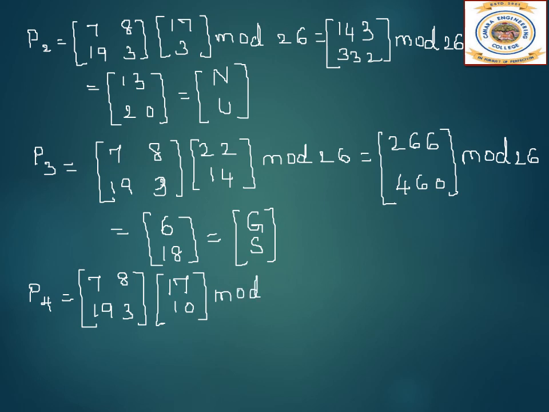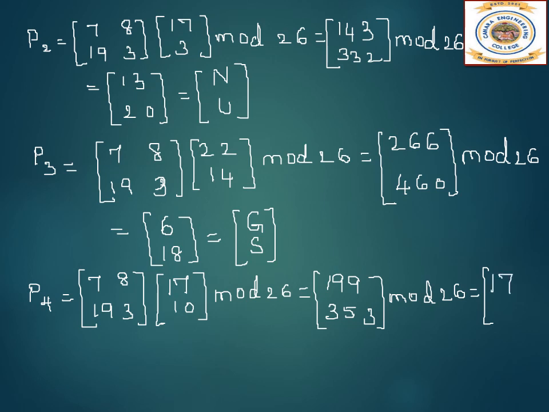Mod 26, which will be equal to, now multiplying 7 into 17 plus 8 into 10, we get 199. 19 into 17 plus 3 into 10, we get 353. So mod 26. Now 199 mod 26 will be 17. 353 mod 26 will be 15. So the alphabet equivalent of this will be, 17 is R and 15 is P.